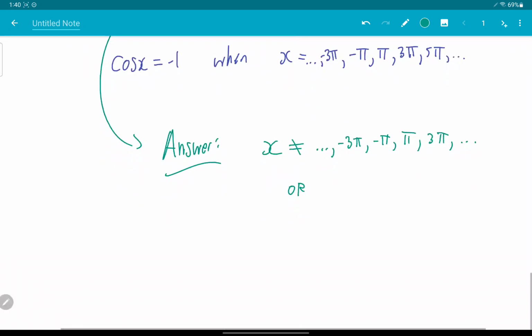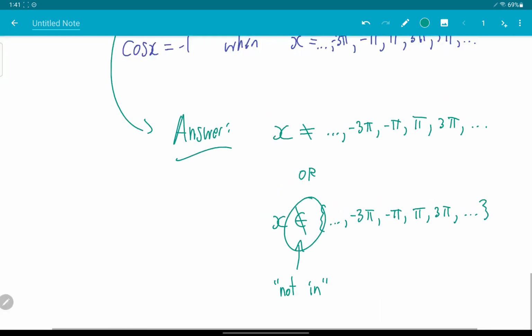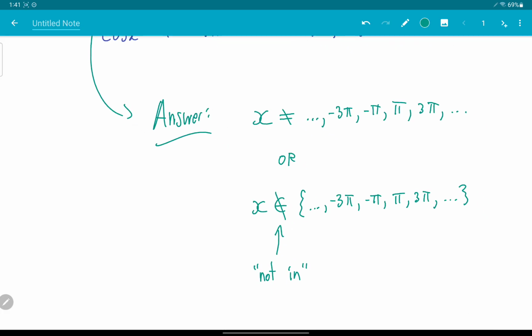Or equivalently, you could say x is not in this set here. It's another way to write this. Not in. So x is not in this set here. As long as I have that, my composite function is continuous.